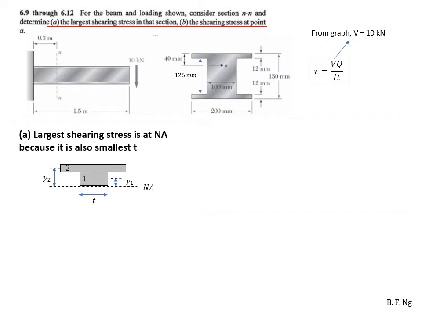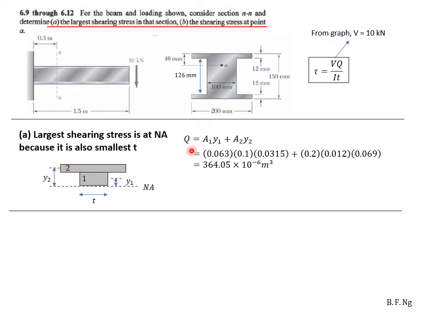To get the largest shearing stress, which is at the neutral axis, we will take Q at the neutral axis. We consider the cross-section above the neutral axis. We break it down into sections 1 and 2. Q itself will be the area of 1 multiplied by the distance between the neutral axis of 1 to the neutral axis of the whole object, plus the area of 2 multiplied by the distance y2, which is the distance between the neutral axis of 2 and the neutral axis of the whole object. Substitute in the known values and we obtain this value for Q.